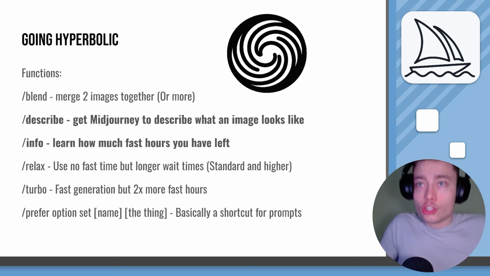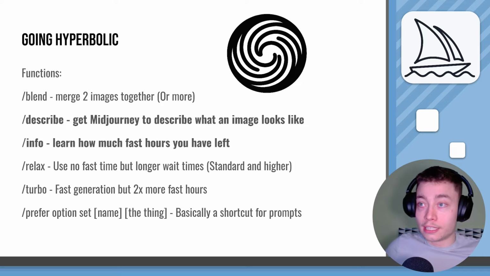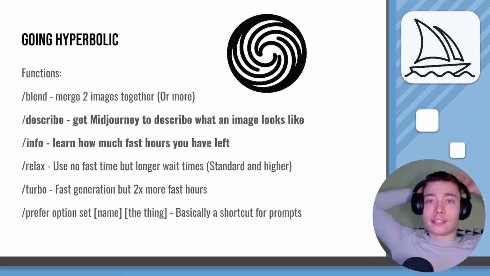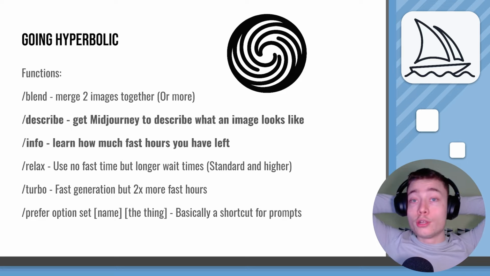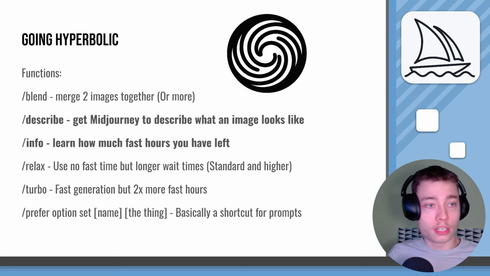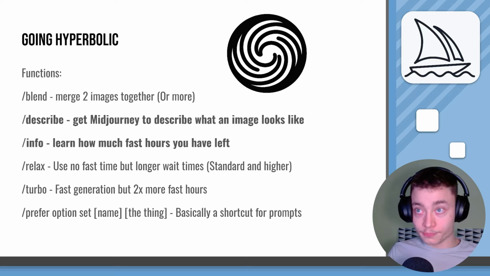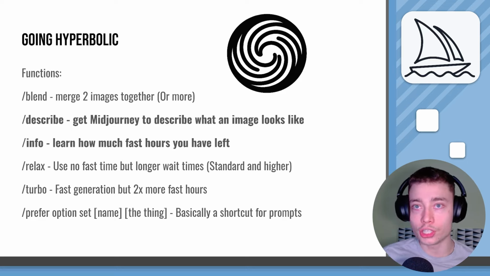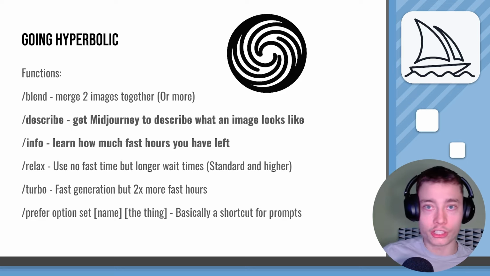/blend, you can merge 2 or more images together and get some super interesting results. So let's say you have an image where you like the subject, but maybe the lighting is off or you don't like the art style. And then you have another image that depicts an art style or a different mood or an emotion. You can blend those together to get the best of both worlds. You can get very impressive results with the blend feature that you couldn't get otherwise by just typing a normal prompt.